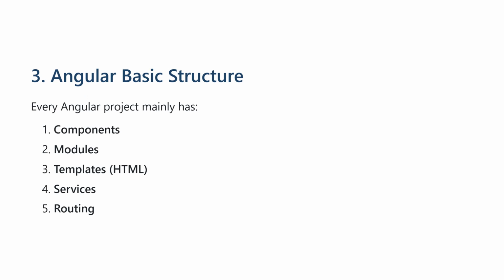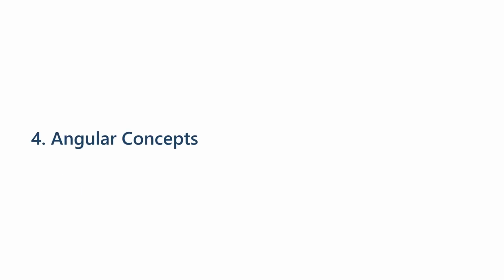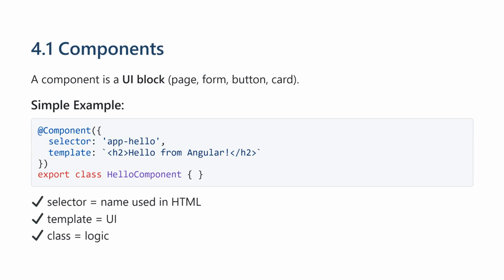So in every Angular project, we have these things: components, modules, templates, services, routing. We'll be seeing these one by one. What is a component? A component is a piece of view in the web page. Let's say I have a header as a component, footer as a component, as a piece of view.